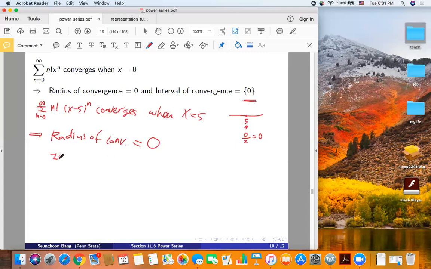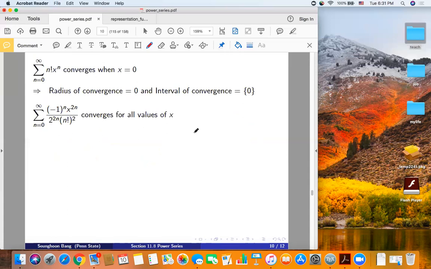What is the interval of convergence? Yes, this is {5}. Be really careful. The power series converges only at the one point x equals 5. The radius of convergence is 0. The interval of convergence is the single number 5.